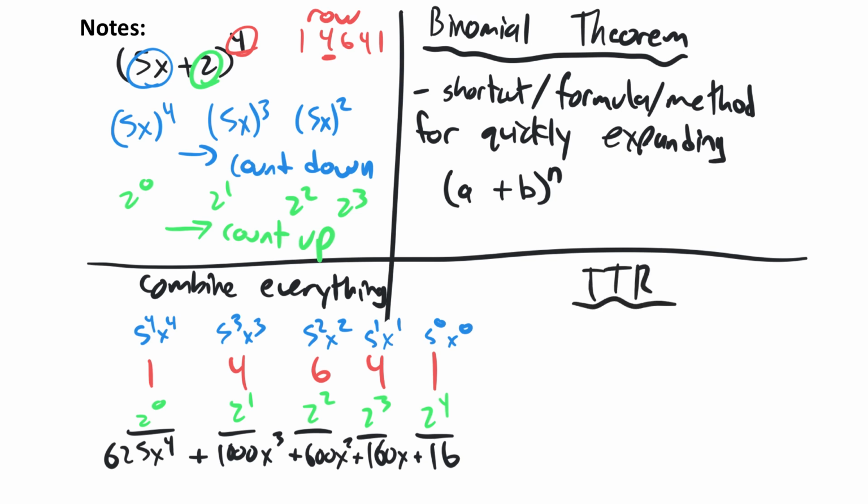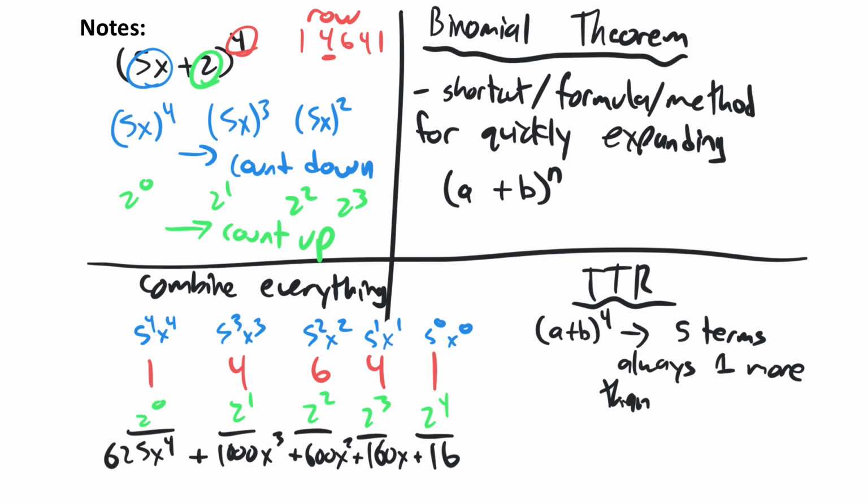Now, a few things to remember. I mean, there's a lot to remember on the binomial theorem, but if you have a plus b to the 4, that's always going to give you 5 terms, right? It's always one more than the power, so that's something to keep in mind. Here we had to the power 4, and we got 1, 2, 3, 4, 5.